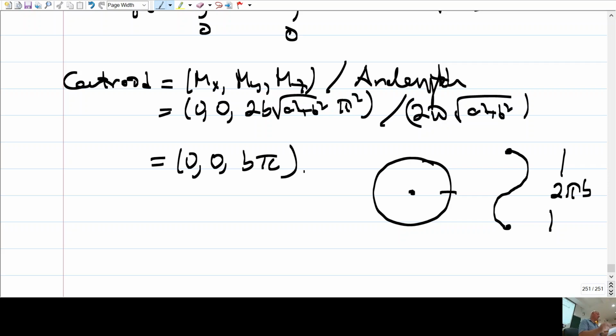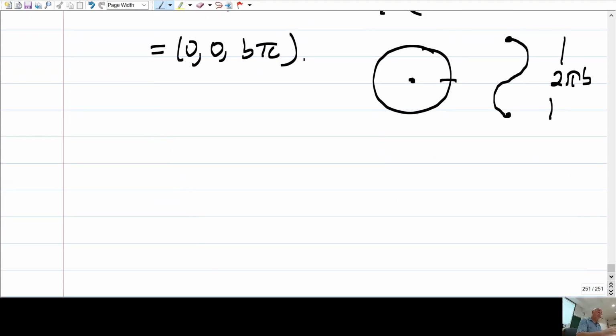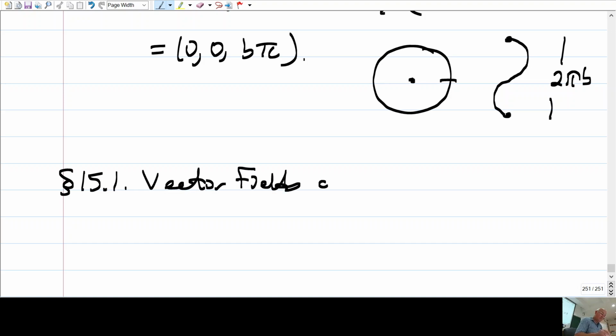Bu aslında scalar field integralini yapmış olduk. Scalar fields.